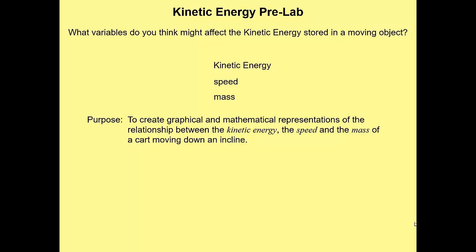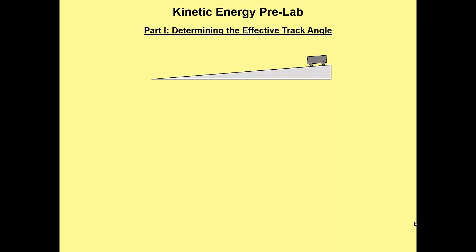And the object we're going to use is a cart moving down an incline. Right? We're going to let a cart roll down an incline. And that's what we're going to use as our kind of conservation of energy machine. Right, so here's the cart, and we're going to let it go, and it will, of course, accelerate down an incline, right, as we've seen in the past.